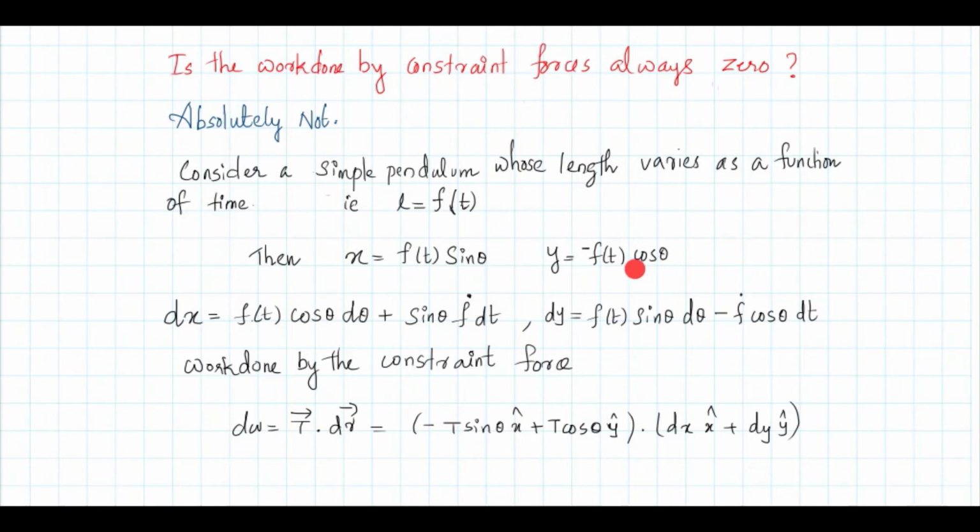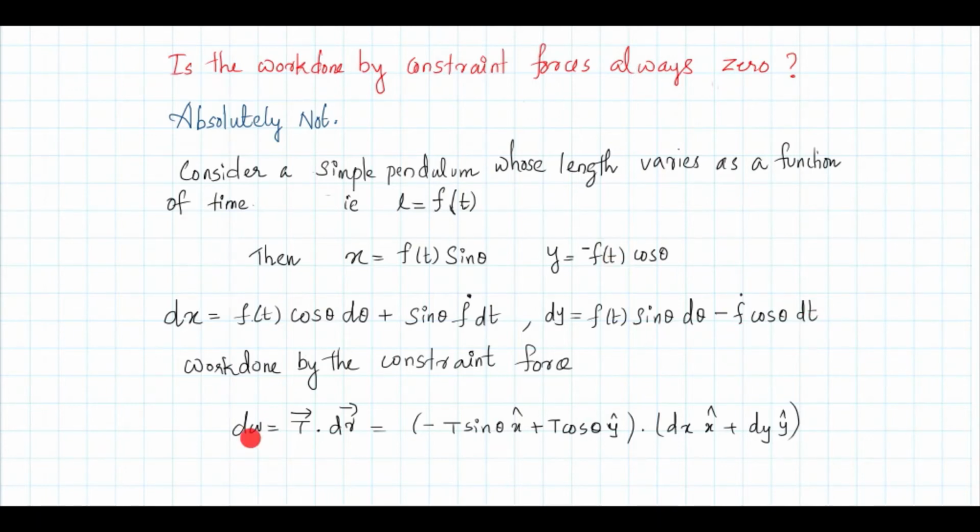Similarly, dy. You keep f of t as constant, the differential of minus cos theta is sin theta d theta. Then you keep f of t into minus cos theta as constant, the differential of f of t is f dot dt.